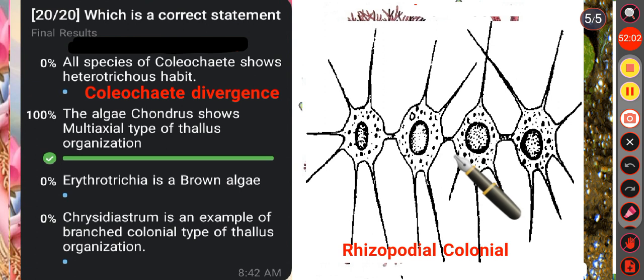They lack flagella and they form colony. The cells are united through the rhizopodia. What is rhizopodia? Rhizopodia are extensions of the cell body which help them to be motile, right? So here option A, option C and option D are incorrect, but option B is the correct statement.